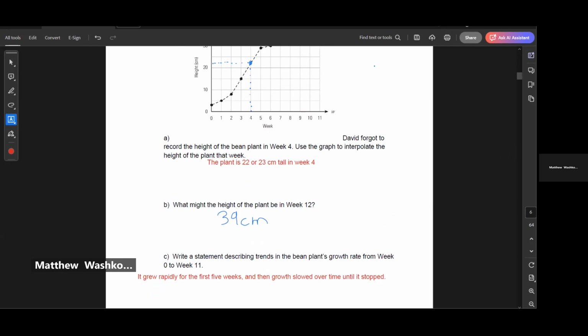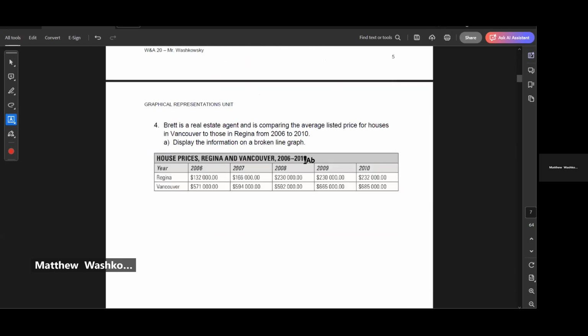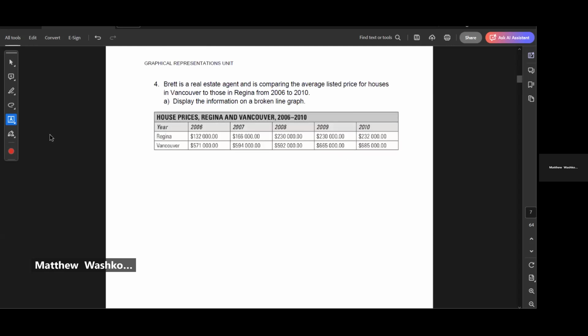Question 4. So again, I'm not sure if you have a chart or not on yours. We'll figure it out. Brett is a real estate agent and is comparing the average list prices of houses in Vancouver to those in Regina from 2006 to 2010. For those of you who do have a printed out booklet with the chart in it, I'll show you what that looks like in a second. For those of you who don't, we're just going to draw it freehand. Again, I apologize when I'm recording this video. I don't know which one I gave you.